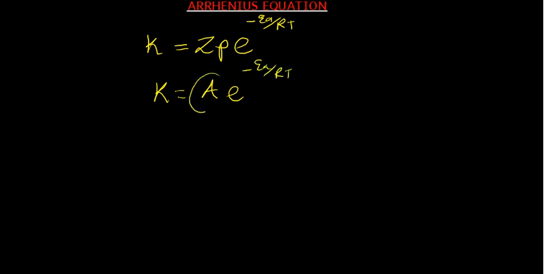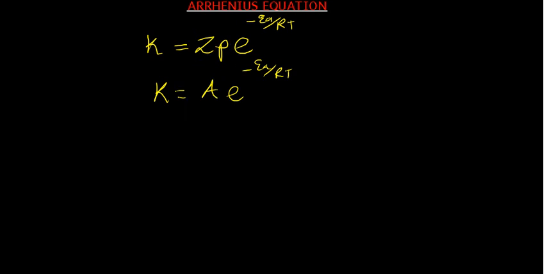Now A, the frequency factor, is the collision frequency times the steric factor, and we've defined the frequency factor A as the number of collisions happening in a chemical reaction per second with a proper molecular orientation. So that is how we define it.